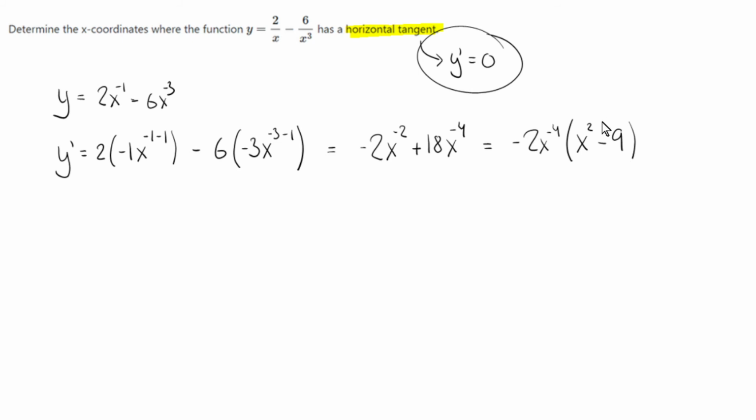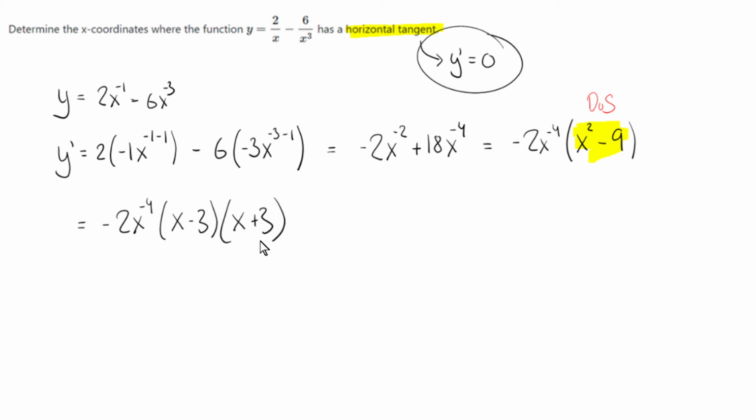And now it turns out that this here is a difference of squares, so we can continue factoring this. So we have negative 2x to the power of negative 4, and then we can factor this as a difference of squares, which is going to be x minus 9. Sorry, not 9, 3. We want to take the square root of that. x minus 3 times x plus 3.